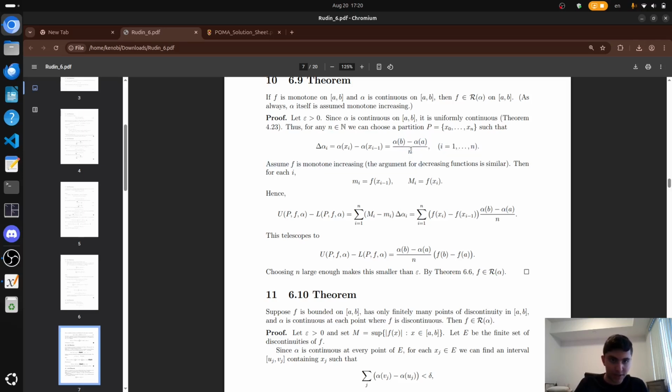We're choosing this. Assume f is monotonically increasing. The argument for a decreasing function is similar; you're just using the inverse inequalities, right? Then for each i, Mi minus mi is equal to f(xi) minus f(x(i-1)).